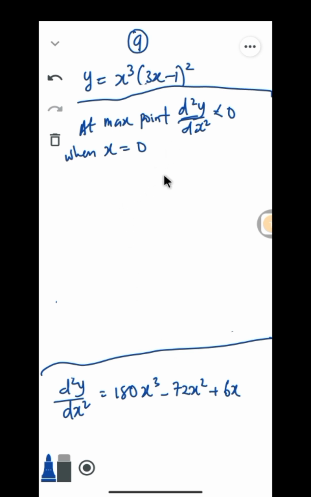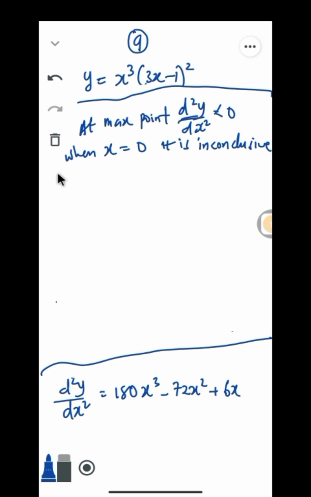And remember, it must be either greater than or less than 0. So it cannot give us 0. If it gives us 0, our answer will be inconclusive. So we can't tell from x equal to 0 whether it's going to give us a maximum or minimum point. So we say when x is equal to 0, it is inconclusive. Let's just state that there. Inconclusive.